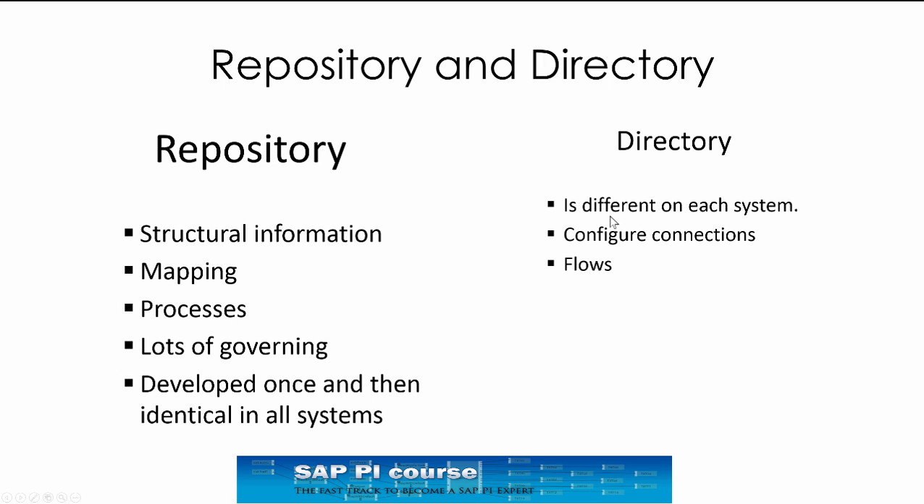The directory, here we change things in the different systems because the file location or the server location is different in the test system, the QA system, development QA and production system. All of these are different, so you need to do different configurations in them. You can transport from development to QA and to production, and then you would go in and change the path names and stuff like that to point to the new system.